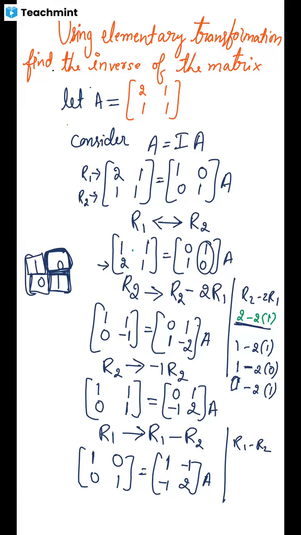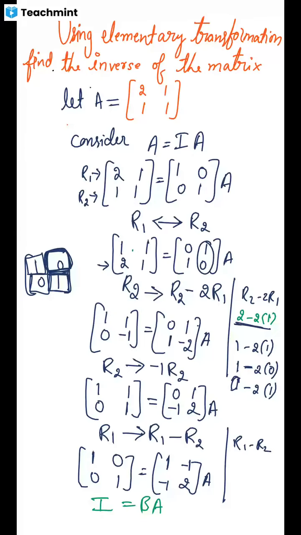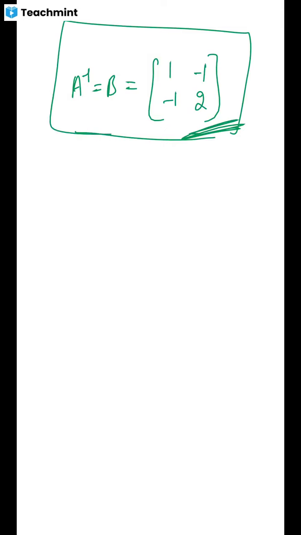Look, clearly the identity matrix has come on the left-hand side. That means we got the result in the form I equals BA. Identity has come on the left side, so B is going to be the inverse of A. So A inverse equals B, which is the matrix 1 minus 1 minus 1 2. 1 minus 1 minus 1 2 is the inverse of the given matrix. This is how we are going to solve the problem.